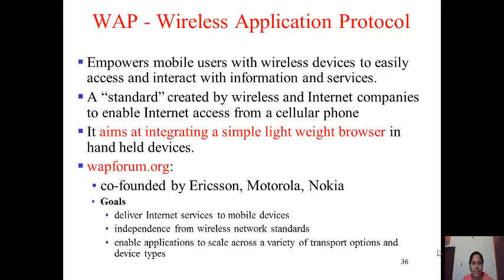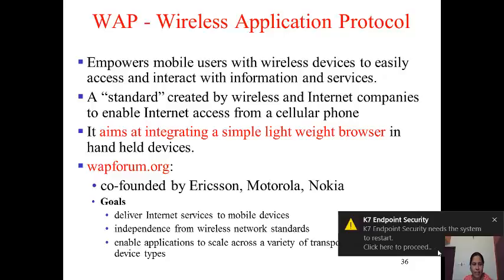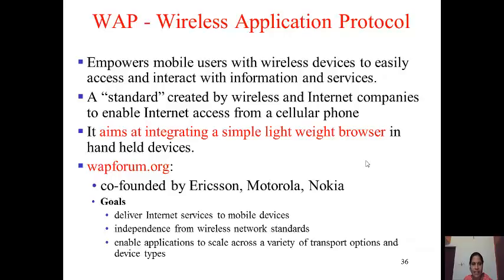In continuation with the discussion we had on wireless internet, we tried to understand the improvisations that were proposed with respect to the network layer and the transport layer. Now coming to the application layer, we said HTTP and SMTP are the traditional protocols used in the application layer. So to extend to the wireless part, we have the wireless application protocol, which we generally call WAP. The main aim is to empower mobile users with their wireless devices to easily access and interact with information and other services from the internet.